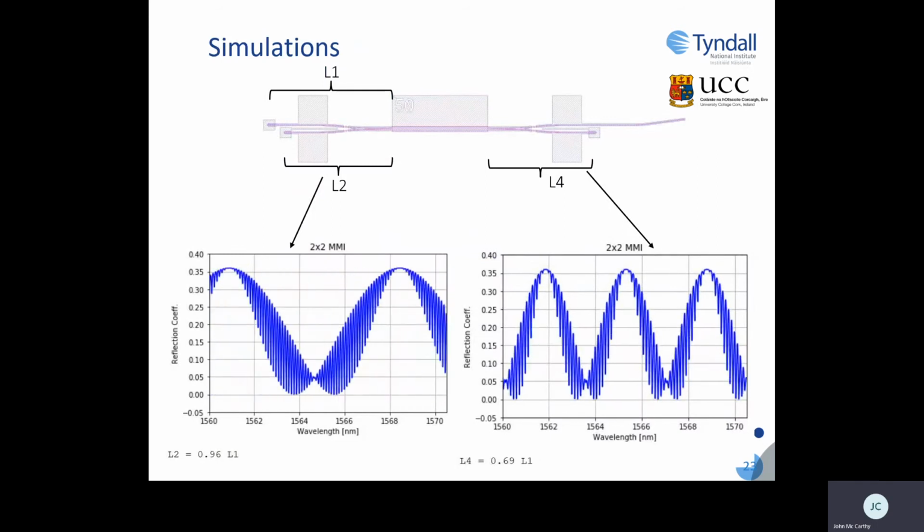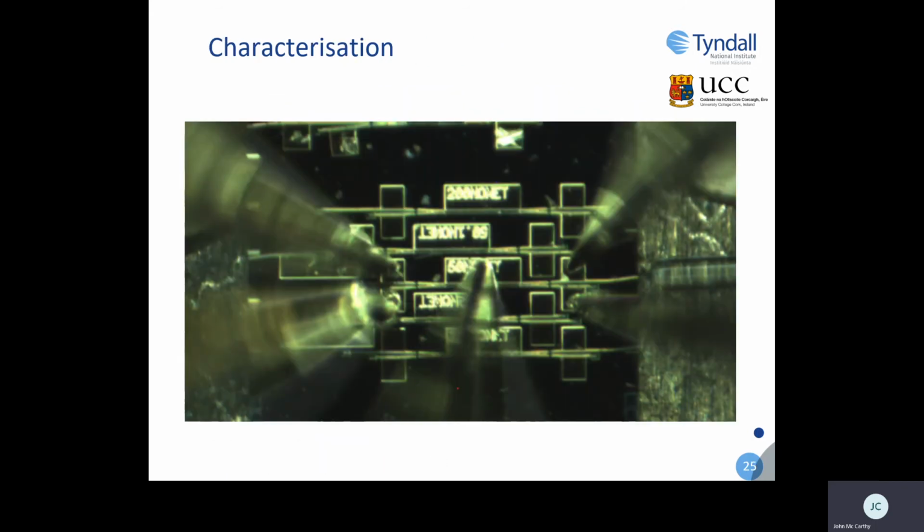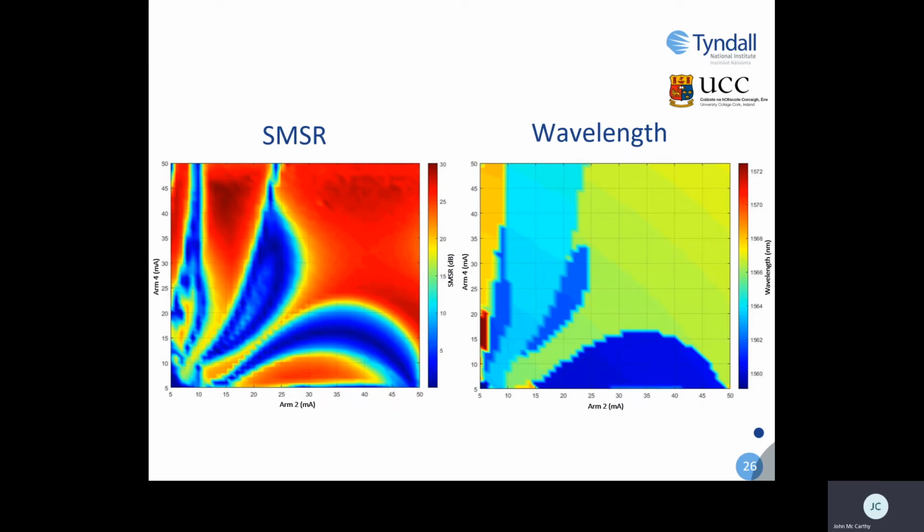So again, we can plot this simulation in dBm, and as you can see, we attain significant mode hopping by varying the length of one of the arms by a fraction of a nanometer. So ideally, we can think that this would be more sensitive than the slotted Fabry-Perot. So again, we test this experimentally by probing it as so.